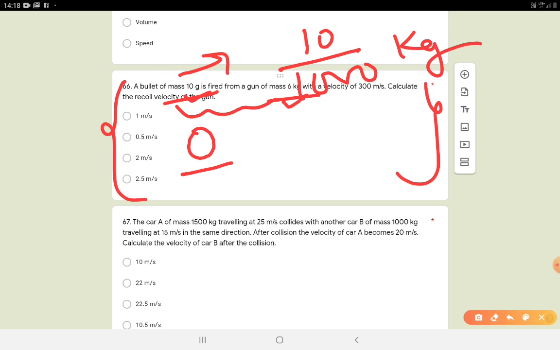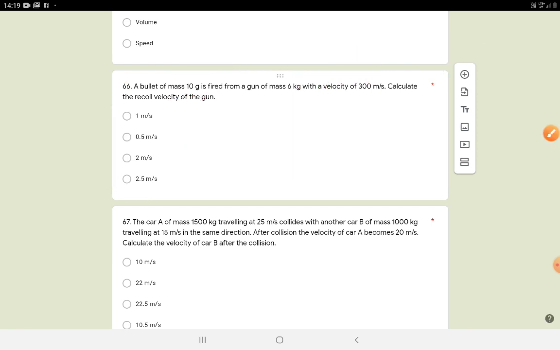Now the second thing: we have to find the recoil velocity of the gun. Recoil velocity means the gun moves backwards with a velocity, and we have to find that velocity. So now try to solve this question. At first, when the gun is stationary, its momentum is zero. We can write 0, this is the initial momentum of the bullet gun system.